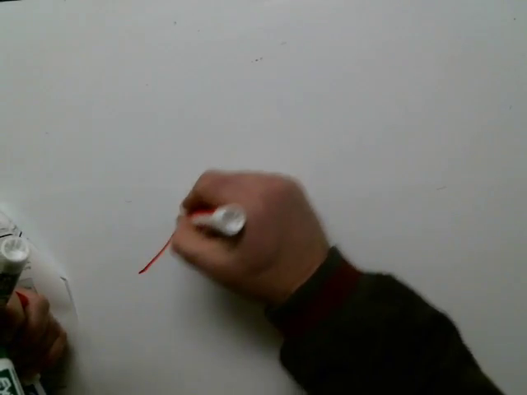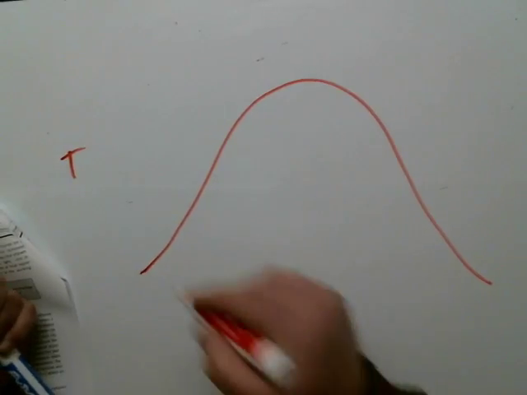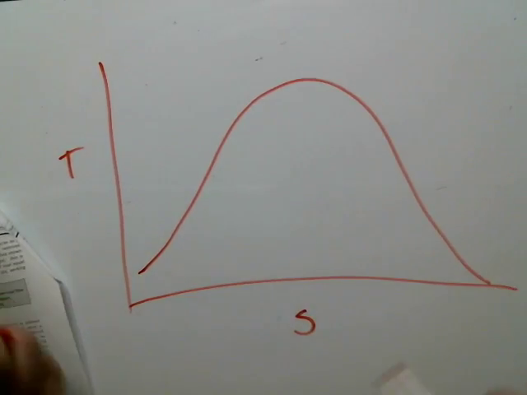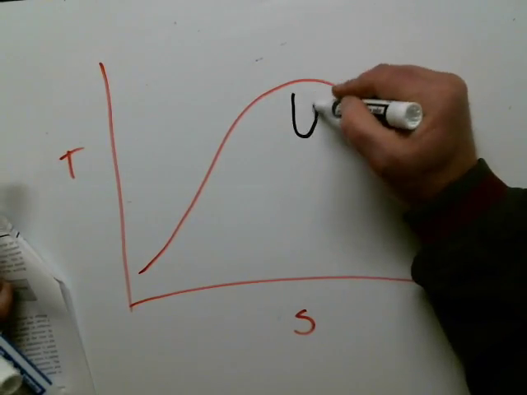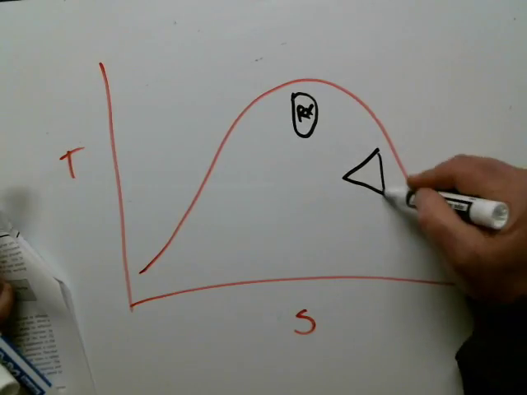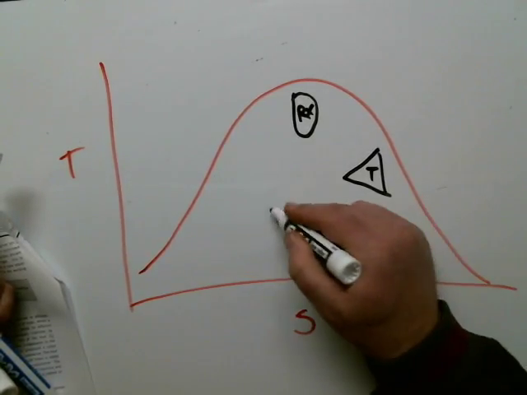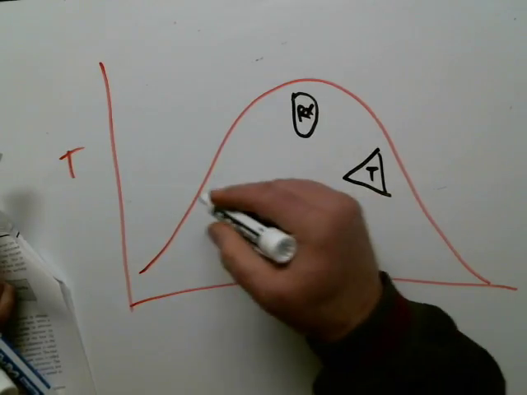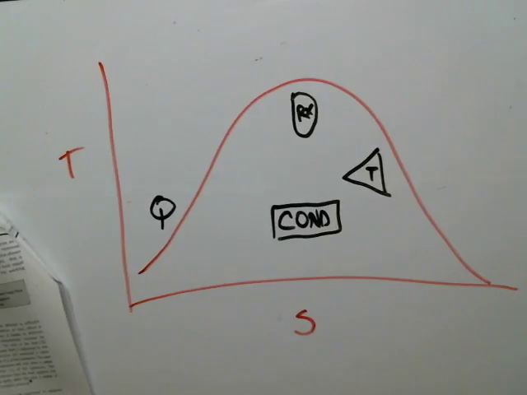Let's put a big representation of a temperature entropy diagram. And then let's put our four main components. Here's our reactor. Here's our turbine. Here's our condenser. And here's our pump. Well, let's see what happens.